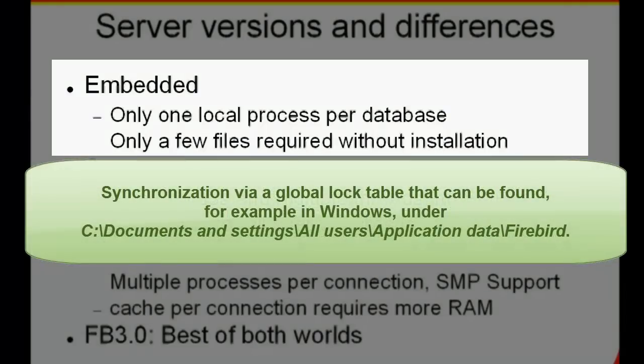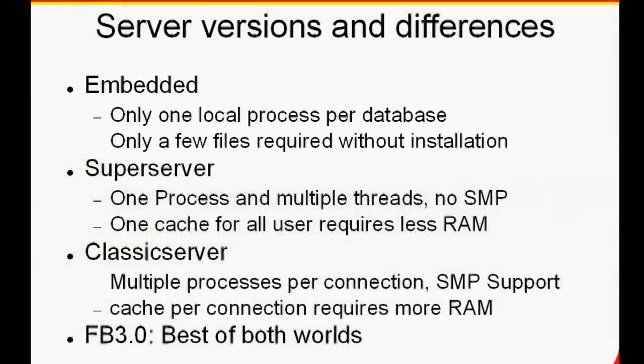The necessary synchronization occurs via a global lock table that can be found, for example, in Windows, under C:\Documents and Settings\All Users\Application Data\Firebird. Super Server cannot be used in this multi-connect context because it requires an exclusive lock on the database file.